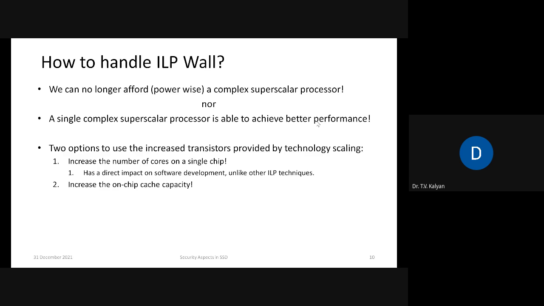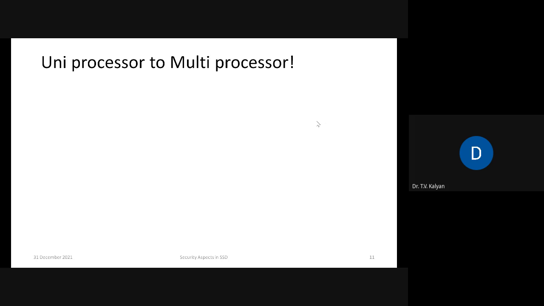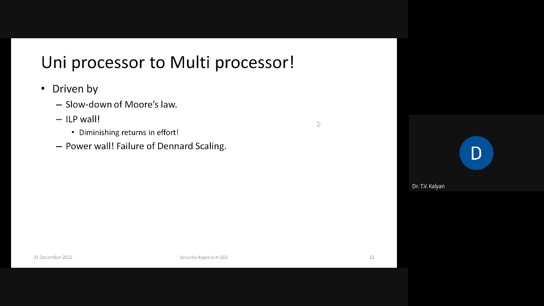In addition, the increased number of transistors were devoted to on-chip caches to exploit the existing locality. It was only beneficial to a certain extent. We are going to see that in the memory wall issue. So this move from the unicore to multi-core was primarily driven by the slowdown of Moore's law, then the ILP wall, and of course the power wall.